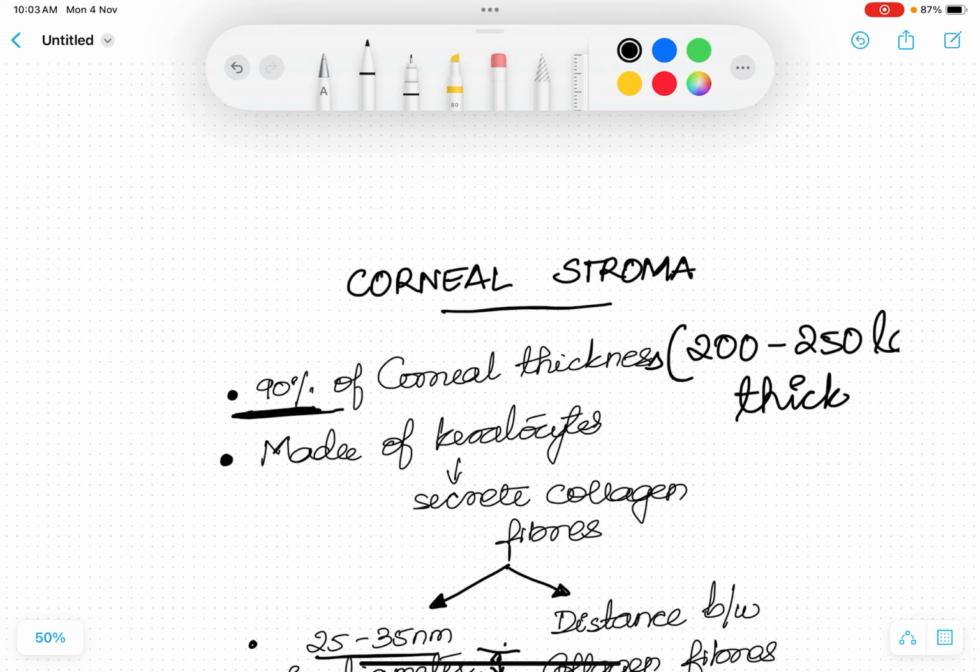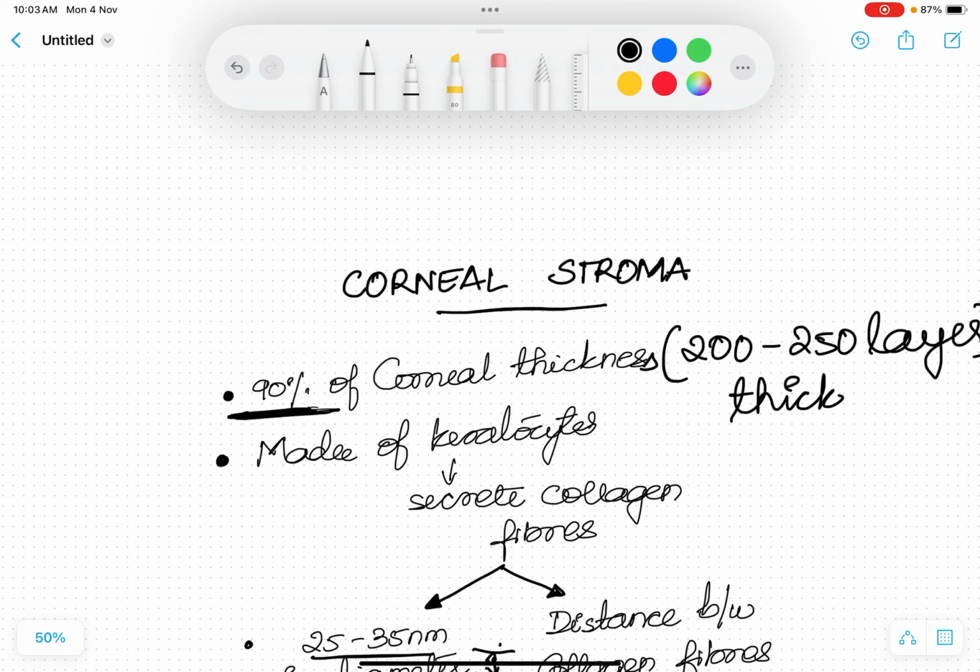The corneal stroma basically contributes to 90% of the corneal thickness. It is about 200 to 250 layers thick. It is generally made of keratocytes. These keratocytes are cells which have very rich organelles like mitochondria and rough endoplasmic reticulum. They secrete collagen, which is an important component of the cornea.